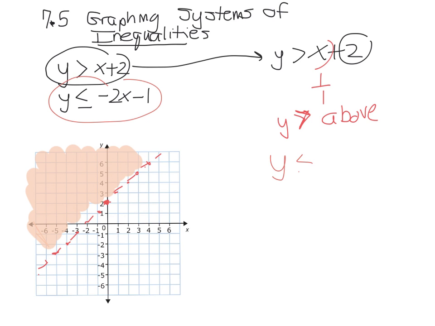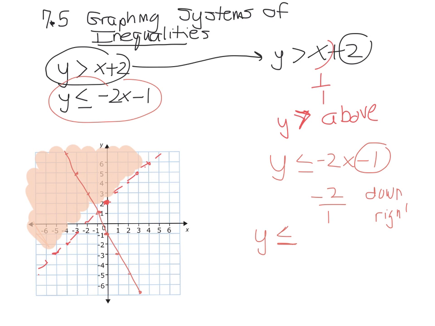So y is less than or equal to negative 2x minus 1. My y-intercept is now negative 1. Put a dot on negative 1. My slope is negative 2 over 1, which means down 2 and to the right 1. So from negative 1, I'm going to go down 2 and to the right 1. I'm also going to go up 2 and to the left 1. Again, I'm going to decide, is it a solid line or a dashed line? Since I have this line underneath, it means it's a solid line.